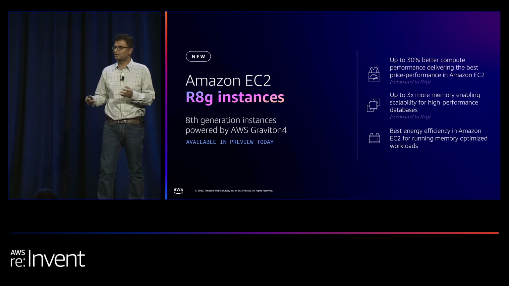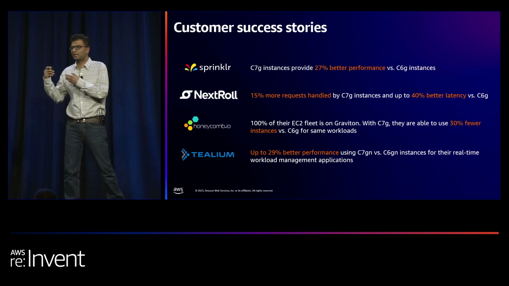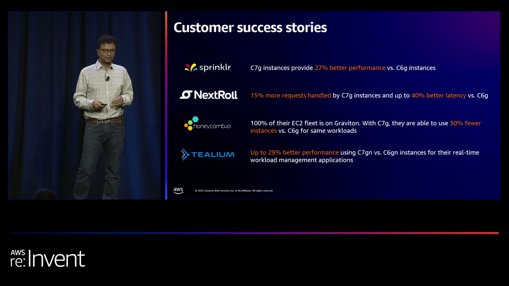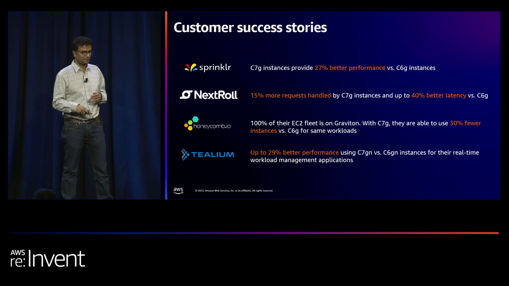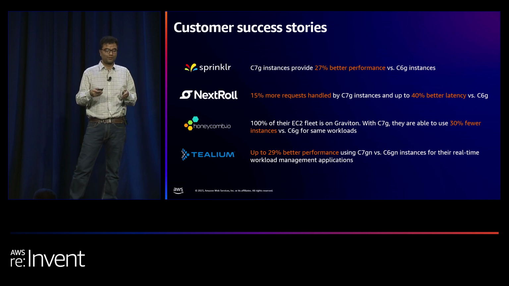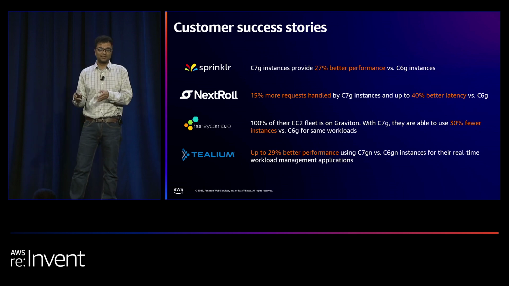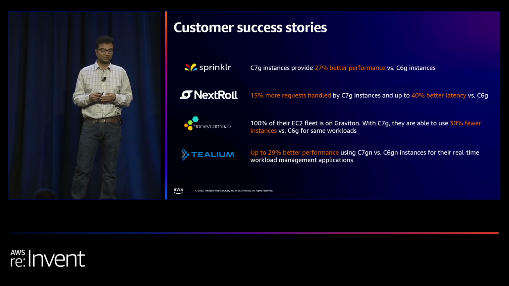Now, all of these have been possible because of the Nitro, but there is a customer angle in here as well. What have our customers said about our instances? Let's take a look at what our customers are saying about our Graviton instances. Customers like Sprinkler have been able to leverage C7G instances and get 27% better performance versus C6G instances. Customers like Nextroll have been able to get 15% higher request handling with C7G instances and 40% better latency versus the previous generation C6G instances.